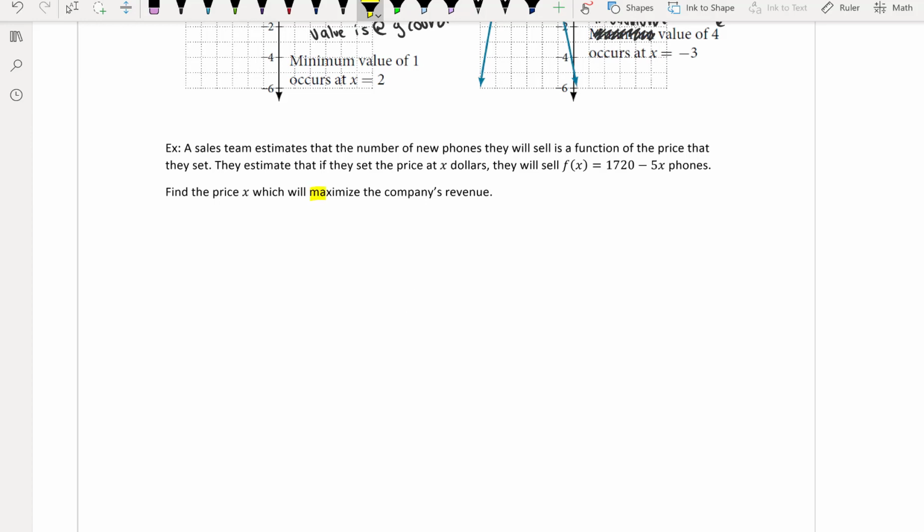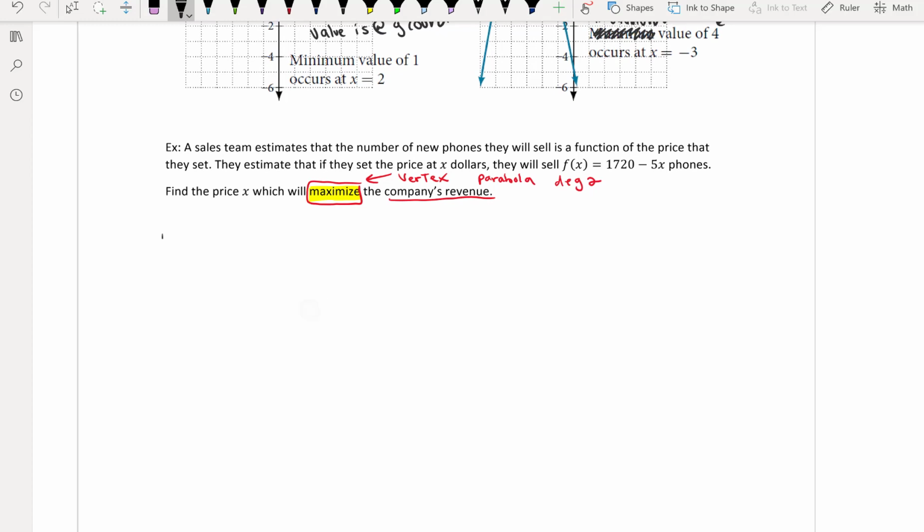When it specifically says maximize, hopefully something should be coming into your mind. Whenever I see maximize or minimize, that's my buzzword to find the vertex. When I have a vertex, I'm definitely going to be thinking about a parabola. That means my equation is going to be a degree 2 type of equation. It specifically says the company's revenue, so maybe I should get that formula first.